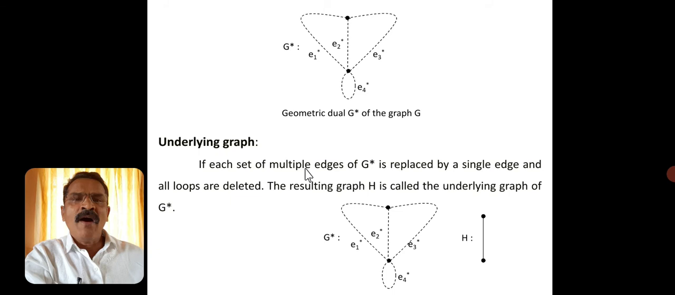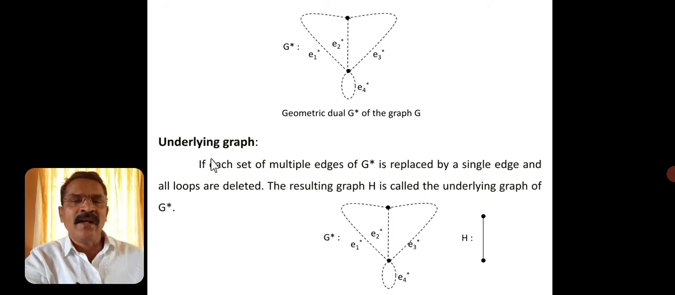Now after this, we will define what an underlying graph is. After constructing the dual or geometric dual, we used to say dual also in a simple way. So geometric dual and dual are one and the same. After constructing the geometric dual, see, between these two vertices there are three edges joined to these two vertices. Such edges are called multiple edges. If two vertices are joined by two or more edges, such edges are called multiple edges.